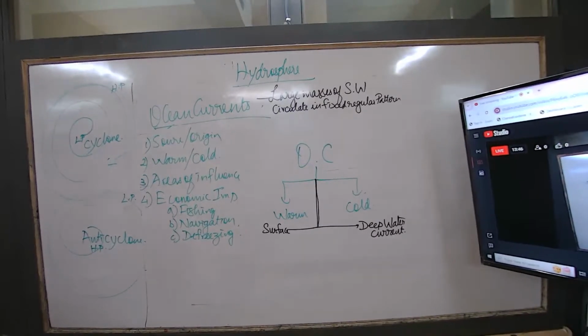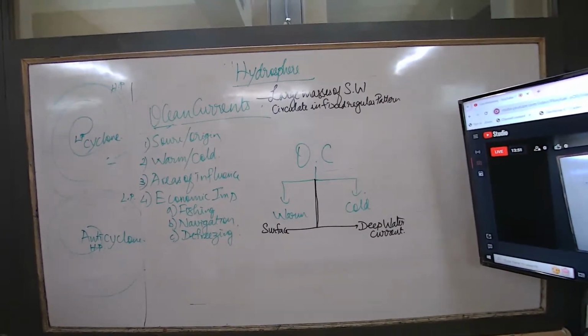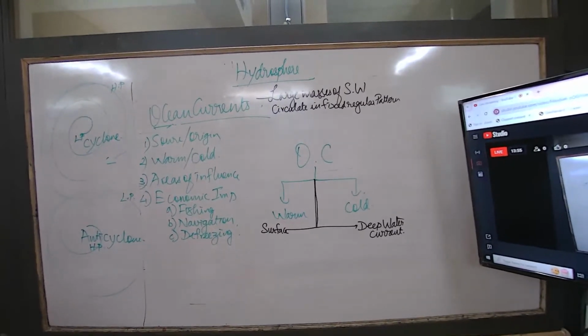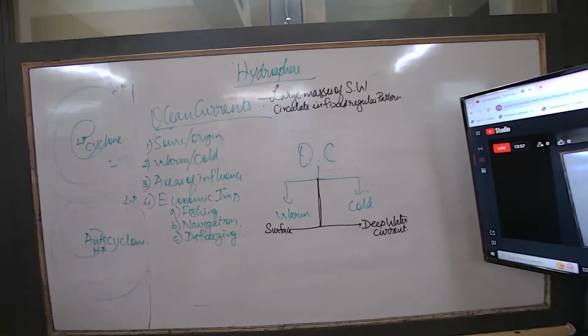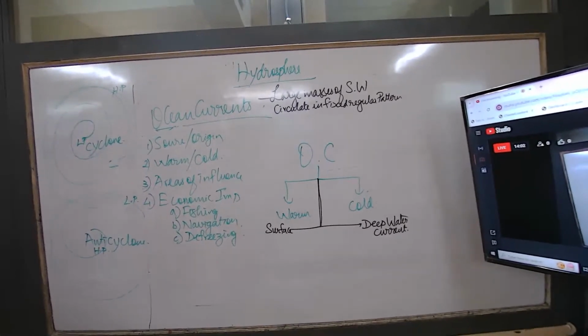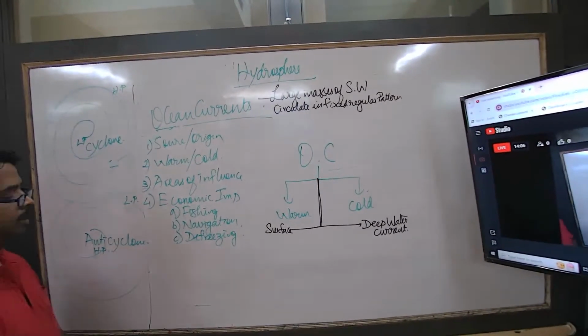Write down: which flows from lower latitudes to higher latitudes, which brings warm water into cold areas.